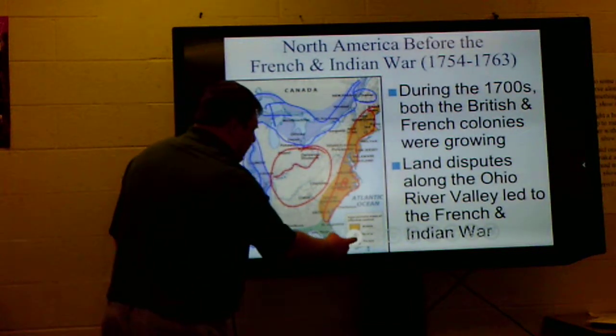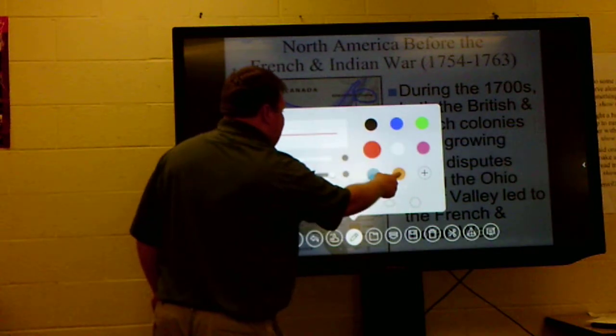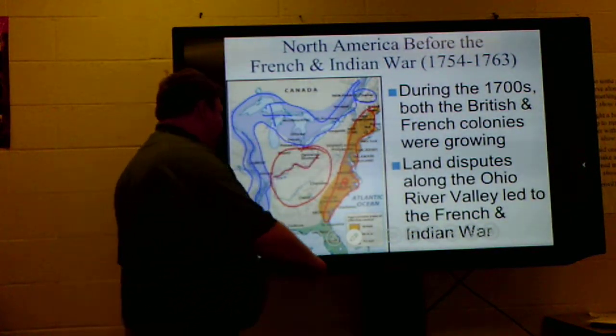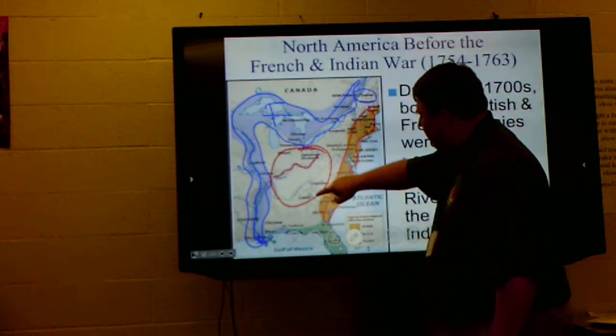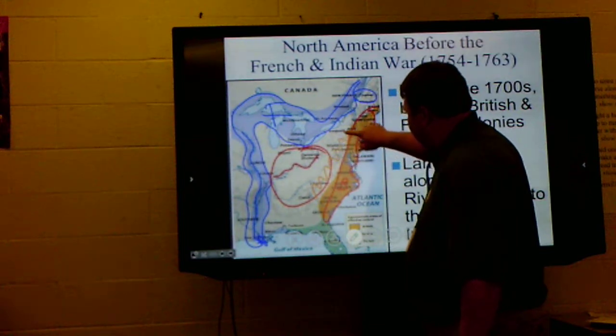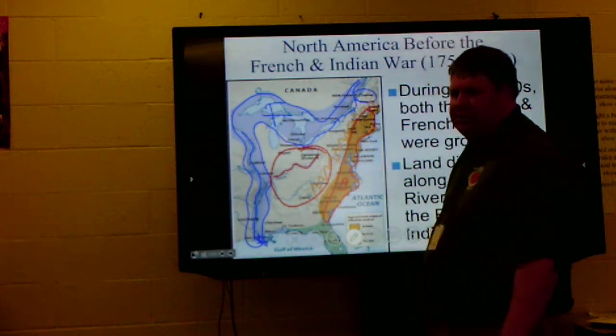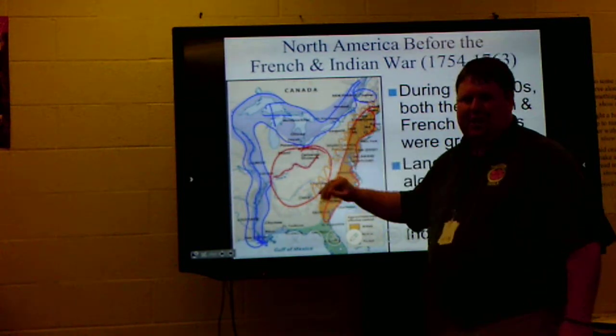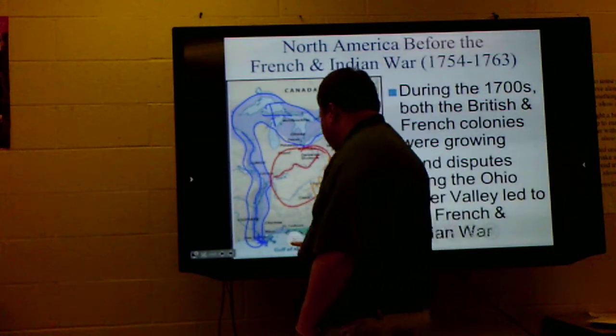And I also need to mention that separating the British from the Ohio River Valley is a mountain range. You're probably familiar with it. It starts down here in Georgia, and it's called the Appalachian Mountains. And that's one reason that the British had not tried to go further than they had already.